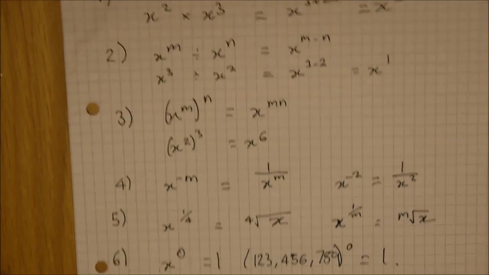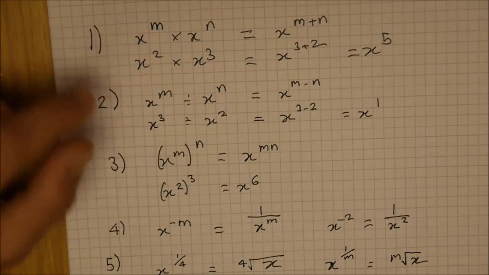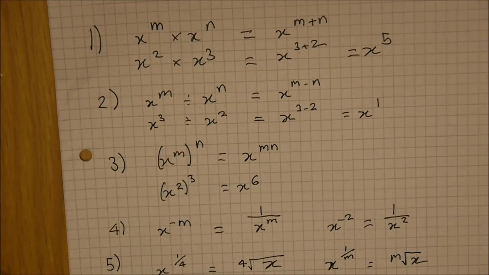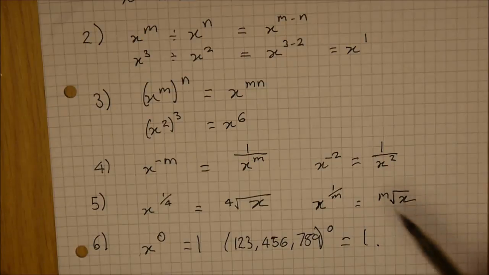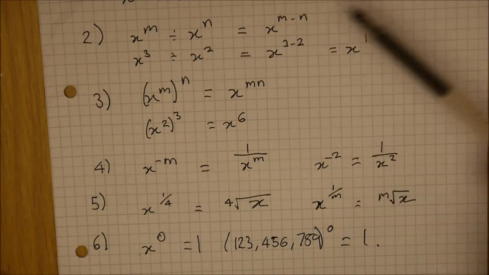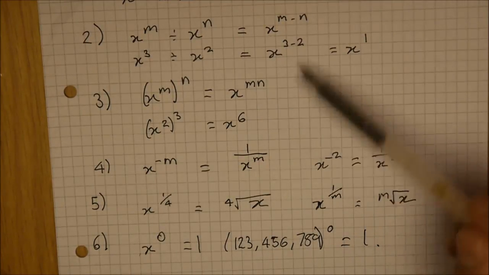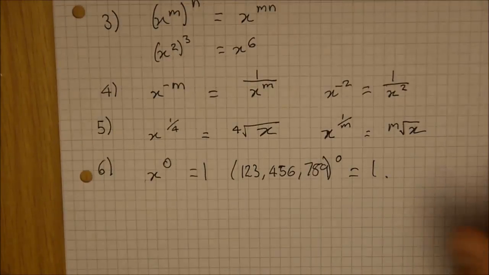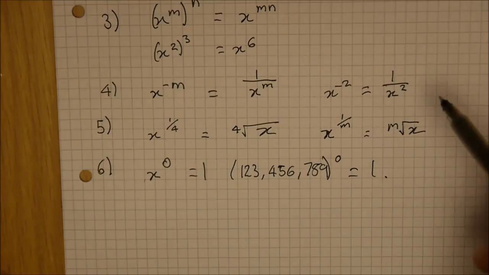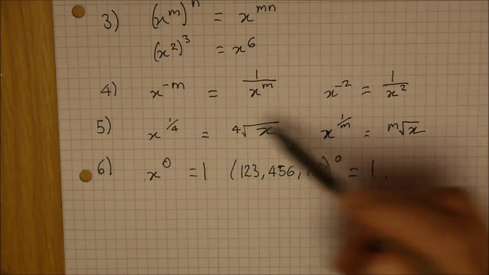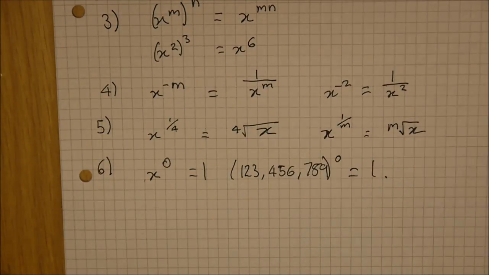So just to quickly summarise, if you times 2 powers together, the powers add. If you divide 2 powers, then they subtract. If there's one power in the bracket and one out of the bracket, then they're times together. If it's to the minus, then it's 1 over. If it's to a fraction, then it's a root, and the denominator is effectively the term of the root, and anything to the power of 0 is 1.